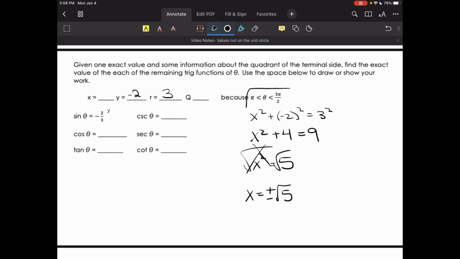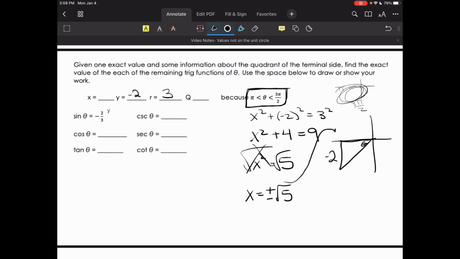But then I look here. Okay, and that tells me that my theta is between pi and 3 pi over 2. So if you think about the unit circle, here's pi, here's 3 pi over 2. So that means I'm going in quadrant 3. So here's theta. I have the negative y, and that means that I'm going to have the negative square root of 5 here. So negative square root of 5.